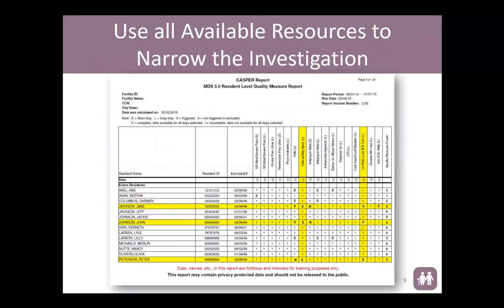You want to use all available resources to narrow your investigation, and a very key one is to use your resident level quality measure report, which will tell you which residents triggered the measure that you're focusing on. You can then do a record review. You can look at the documentation, the MDS assessments that have been submitted for that resident. You can talk to the staff and to the resident to investigate what care processes have been done and compare that to what should be done.